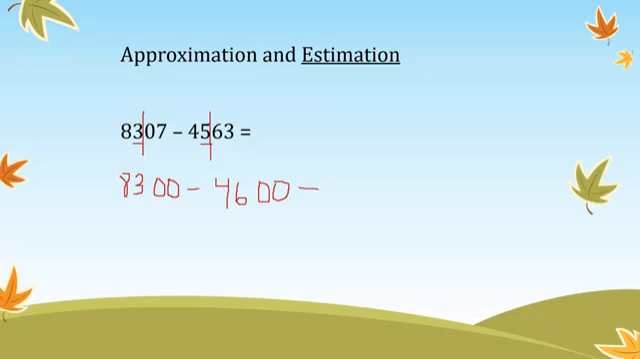Now I can estimate this answer. We have 83 minus 46. How much is that? 37, 0, 0. Very good. And that will be an estimation.